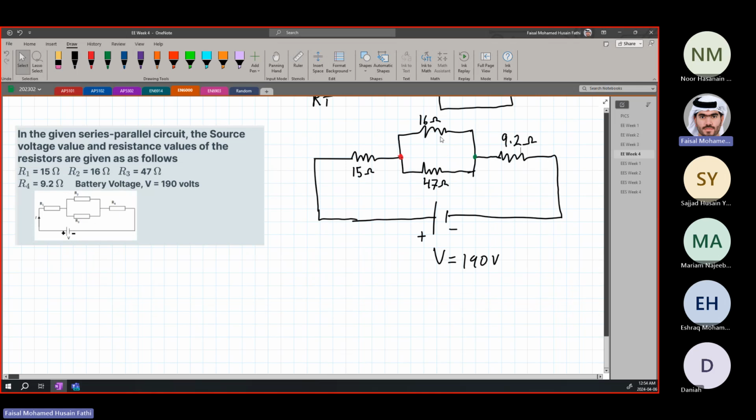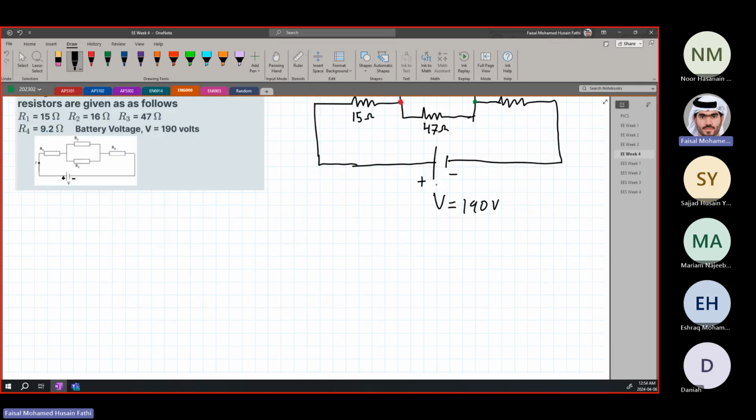They are in parallel with each other. Don't worry about the 15 and the 9.2, they're outside of the connection of these two for now. So these two are in parallel. Okay? So we can find their equivalent resistance. So now if we want to reduce this before we even solve the question, I can reduce these two using the parallel rule.